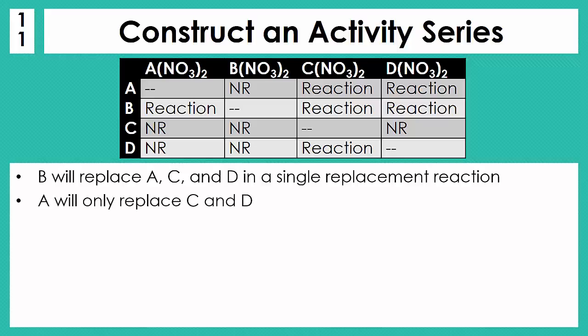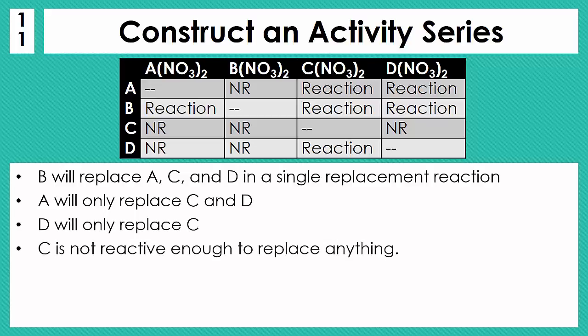A will only replace C, and D can only replace C. C is not reactive enough to replace anything. So this gives us our order. B is most reactive and C is least reactive.